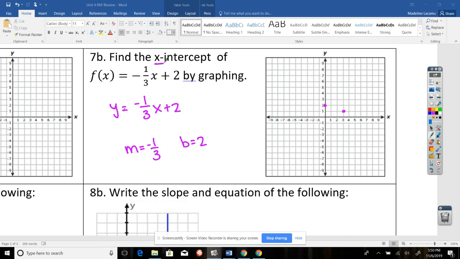Now our whole goal is to find the x-intercept, so we need to hit the x-axis. So I'm going to keep going. Down 1, right 3. So you can see we hit this point right here, which is on our x-axis, and that point is at x equals 6. But remember, we have to write our x-intercept as a coordinate point. So our x-intercept is going to equal the point 6, 0. And that's the answer. So this graph is really just to help you find the intercept. It doesn't really matter if it's all the way done.